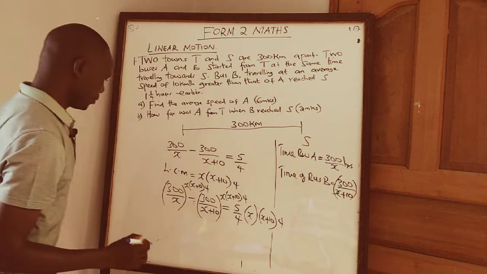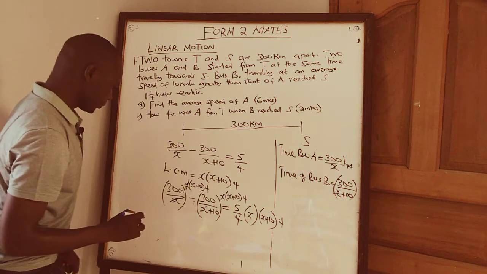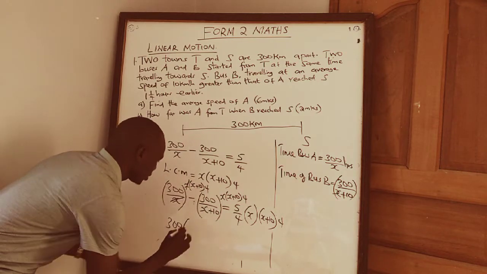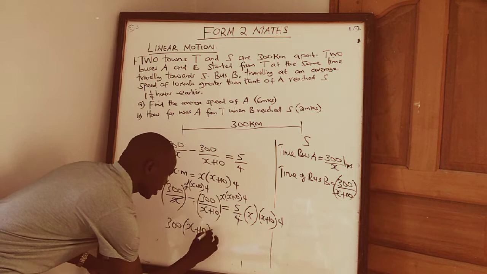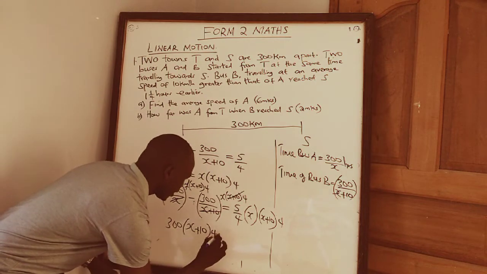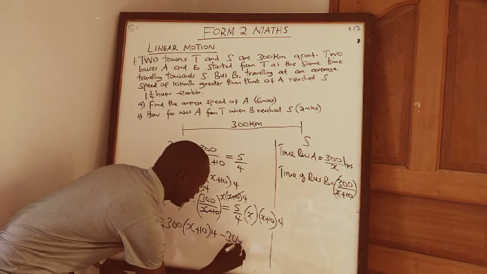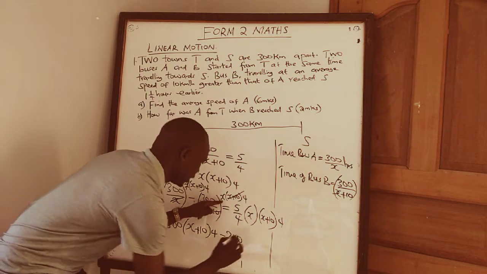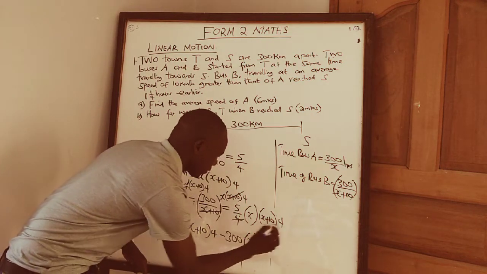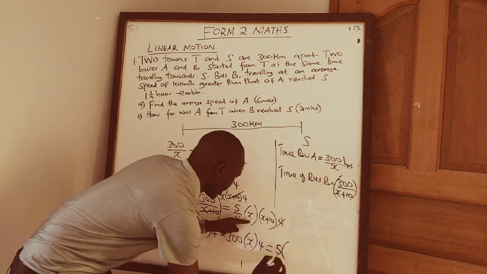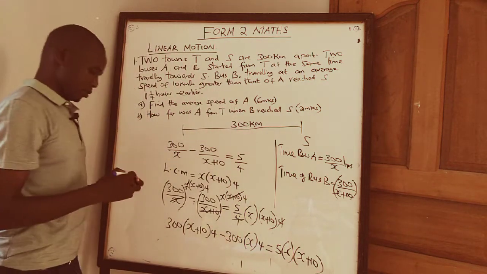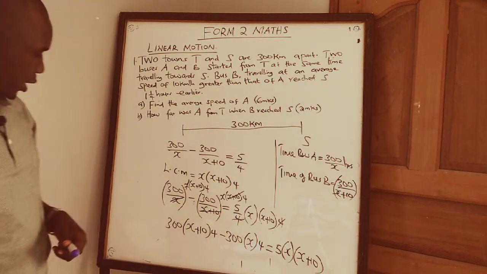Then from there, this x and this x will cancel, so that we get 300 into x plus 10, then 4. This x plus 10 and x plus 10 cancel, so that we have minus 300 times x times 4, and here the 4 and 4 cancel, such that we have 5 times x times x plus 10. From there we are going to form our equation, then work it out accordingly.